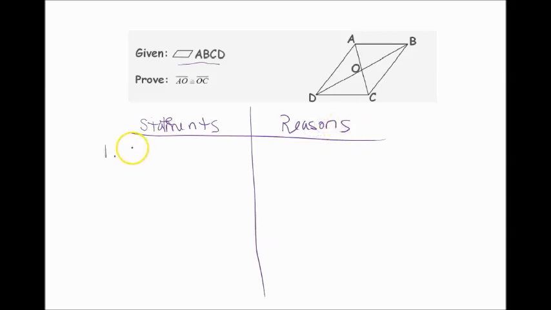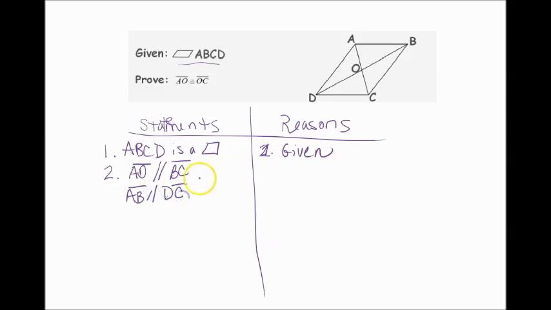Okay, so the first one is ABCD is a parallelogram. And my reason is it's given. Okay, next. I know in parallelograms that their opposite sides by definition are parallel. That's why it's called a parallelogram. So I know AD is parallel to BC, and I know that AB is parallel to DC, and that's the definition of a parallelogram. Okay, great.